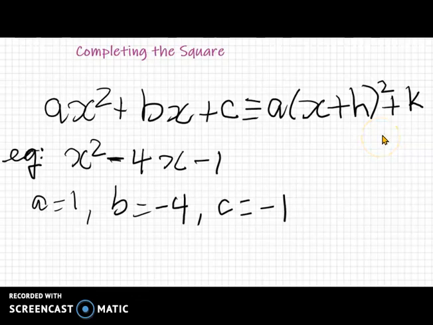So what is an example of this? Let's look at a quadratic here: x squared minus 4x minus 1. Is this a quadratic? Simple answer is yes. Why did I say that? Well, a is equal to 1, b is equal to minus 4, and c is equal to minus 1. So this qualifies as a quadratic. Now this process allows us to transform this quadratic into a complete square form.